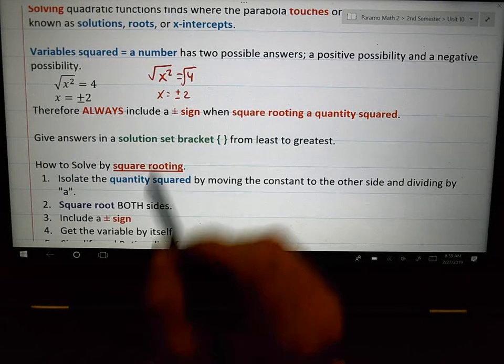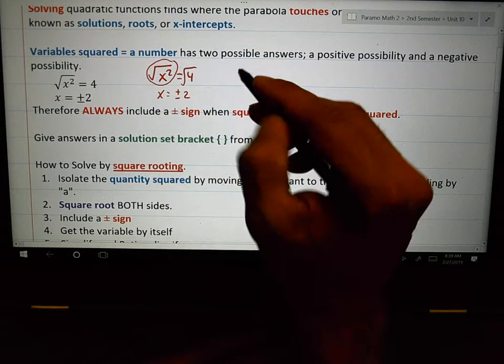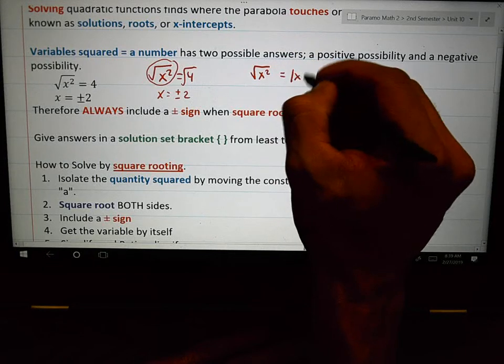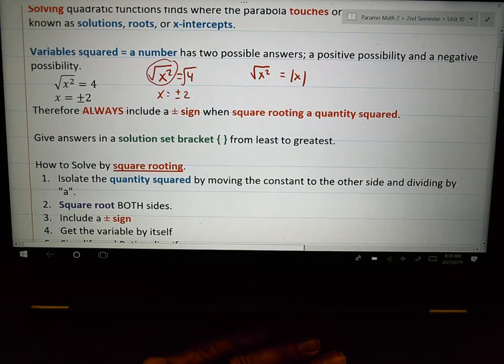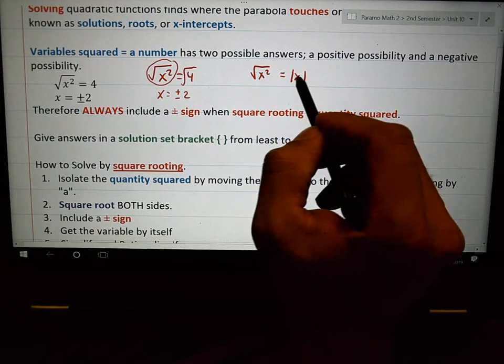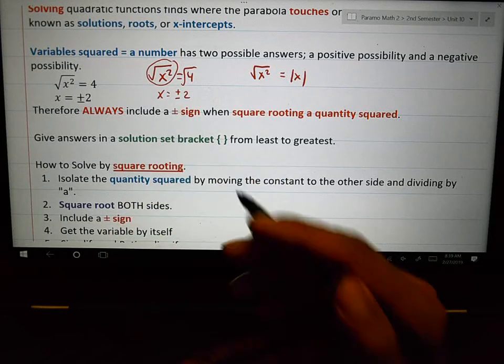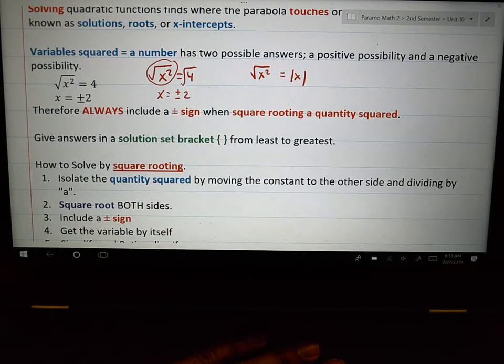And so you write a plus or minus sign so that you don't forget there's a positive and a negative possibility. In my honors class, I talk about how the square root of x squared is the same thing as the absolute value of x. You guys don't need to know that per se, but since I do have some people in this class that are very, very bright, I do want to show you some things that come from honors. And this and this are equivalent, which is another reason why there's a positive and a negative possibility for those answers.